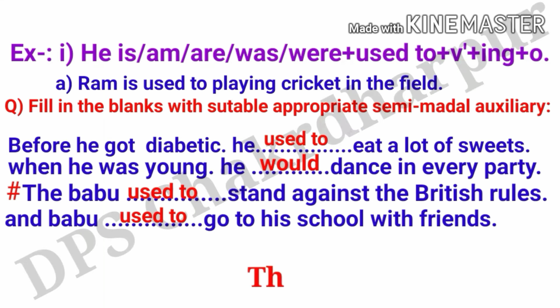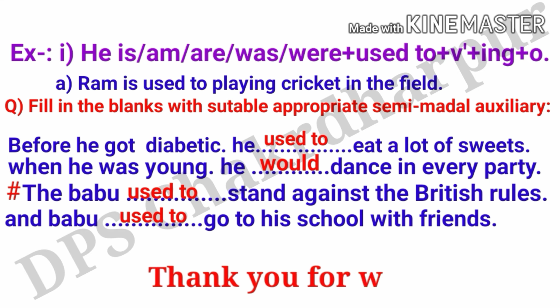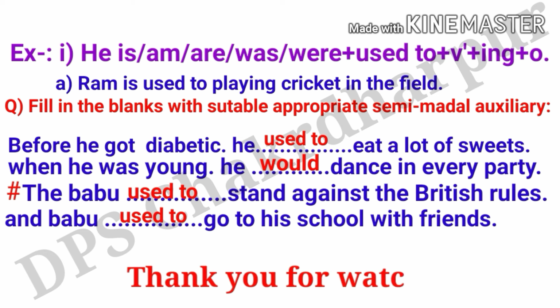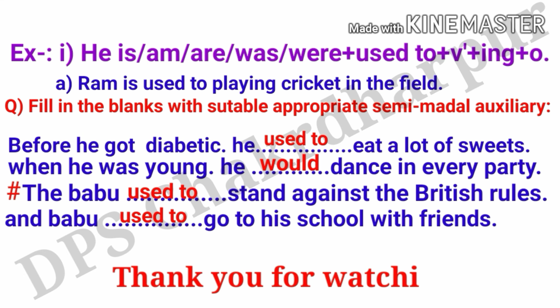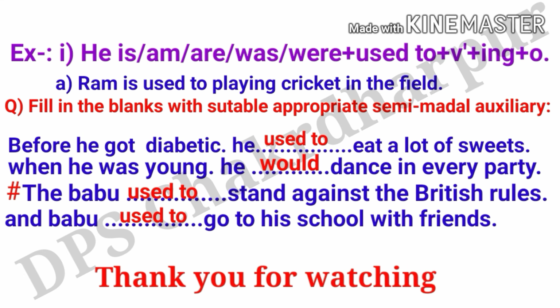Welcome back, students. This is the last page of this video and I hope you are having fun with me. Here are the examples. You must read this one. He is the subject, and is, am, are, was and were are the helping verbs, used before used to plus ing form plus object. This structure shows a past habit as well as a present habit. Your first example is given here. Let's read: Ram is used to playing cricket in the fields. My dear friends, this one is showing a past habit as well as present.